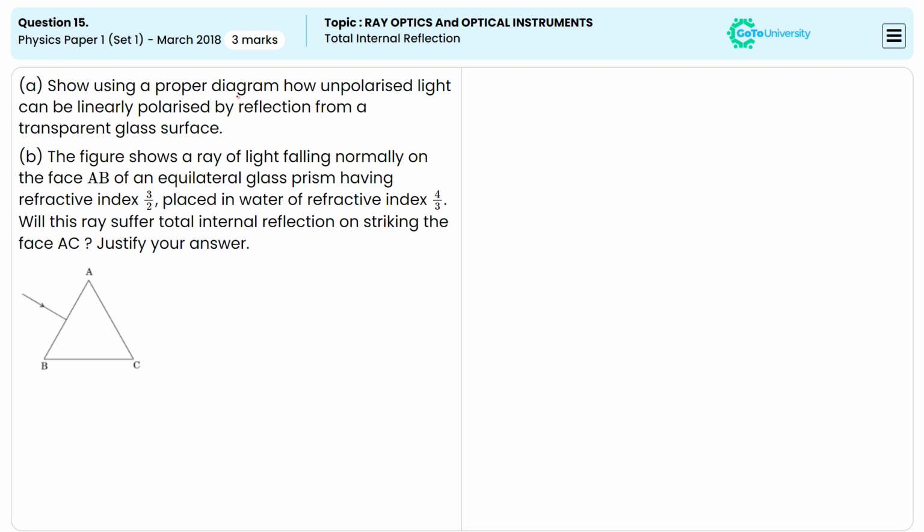Show using a proper diagram how unpolarized light can be linearly polarized by reflection from a transparent glass surface. Okay, I will explain this one with the help of a simple diagram.